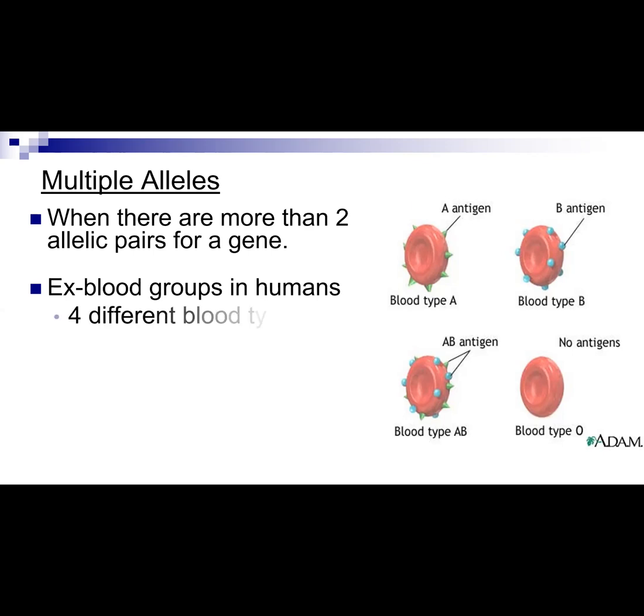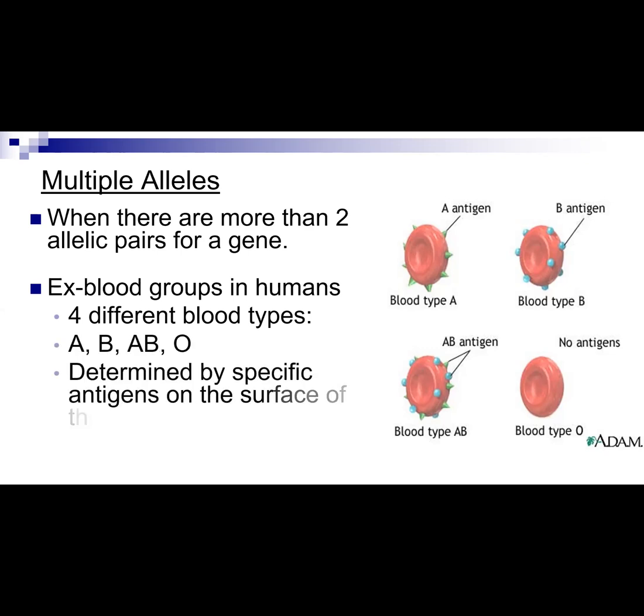So in blood groups, we actually have 4 different blood types based on 3 different alleles that you can get various combinations of. So you can be type A, you can be type B, you can be type AB, or you can be type O. And those blood types are produced by different allele combinations.